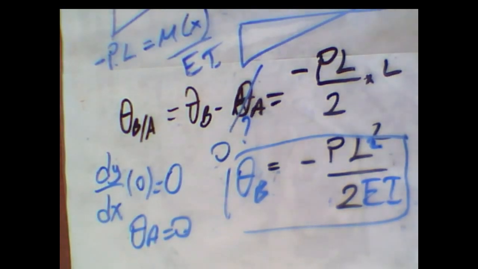If you look at the book results, you can find a different result. I think that they're asking at the middle of the beam, like this P, but they made a mistake. Definitely minus PL squared over 2EI is the correct answer.